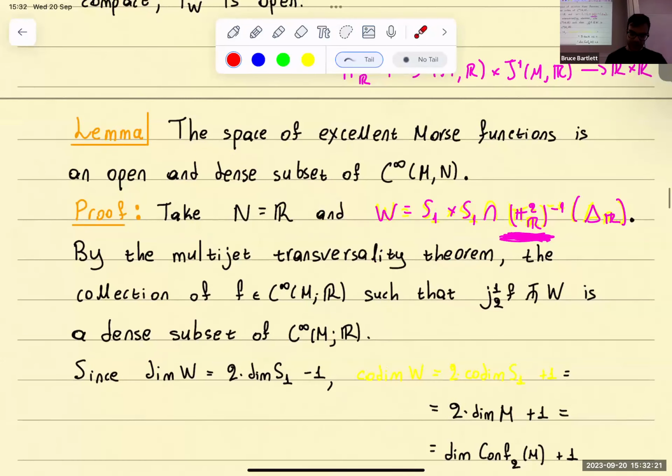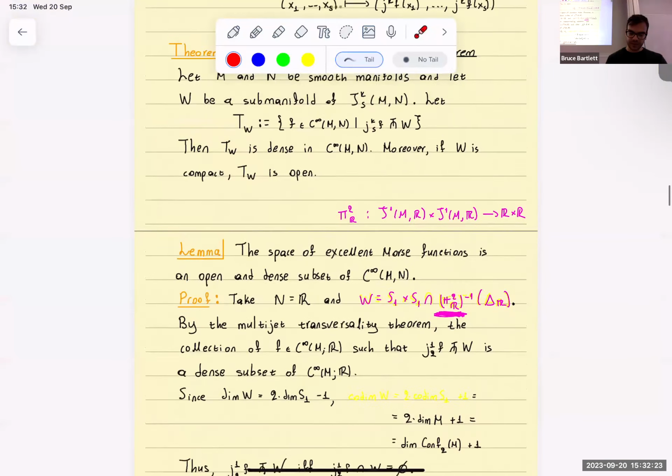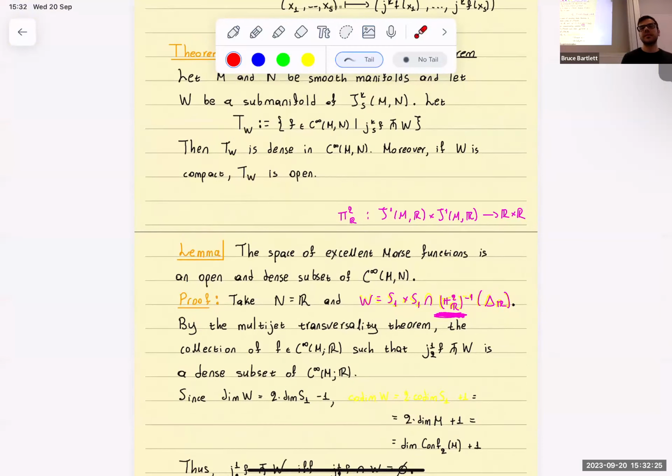And what is the multi-jet? Just to be clear, that's the set of functions where the critical points are at the same level. Yeah, exactly. That's what W is. And basically, we're going to make an argument that the only way you can intersect W transversely is if you don't intersect at all. It's like the usual transversality arguments from dimension reasons.